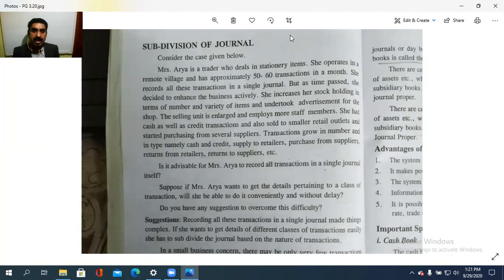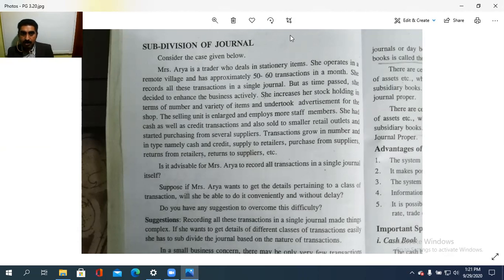Then, after the trial balance, subdivision of the journal. What is the subdivision of journal? It means journal is subdivided into different books. So one is journal proper itself and other books are also there. That we will see in the next nearby classes also. So I will start with this subdivision of journal.